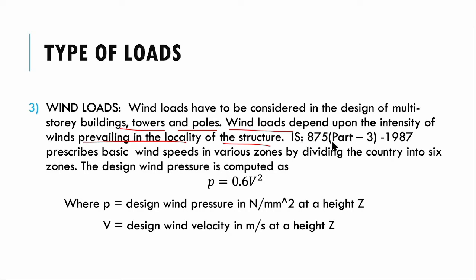IS 875 Part 3 के हिसाब से, it prescribes basic wind speeds in various zones by dividing the country into 6 zones. The design wind pressure is computed as P is equal to 0.6 V square, where P is the design wind pressure and V is the design wind velocity.